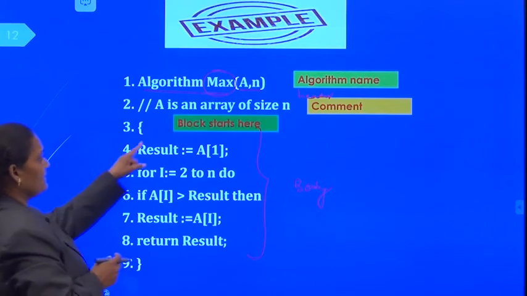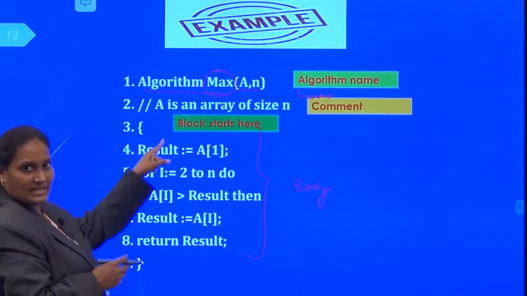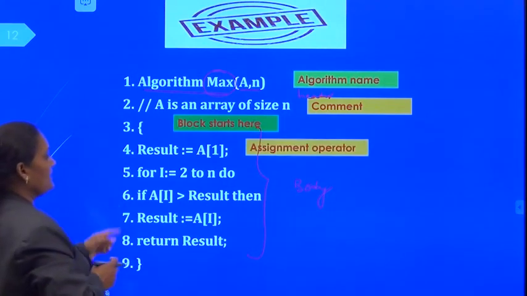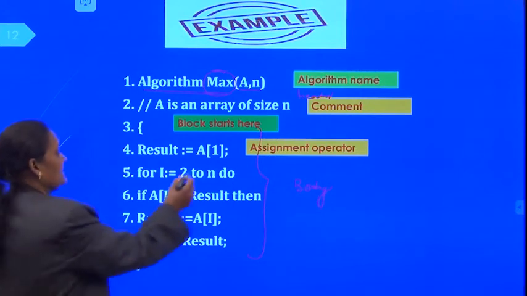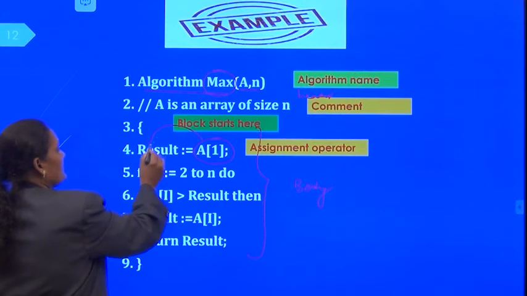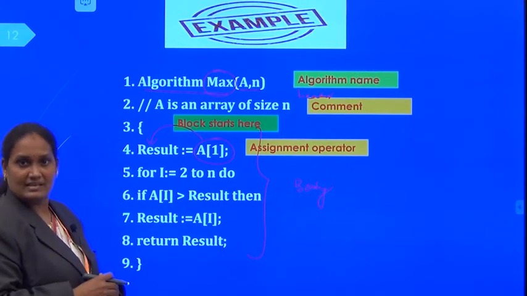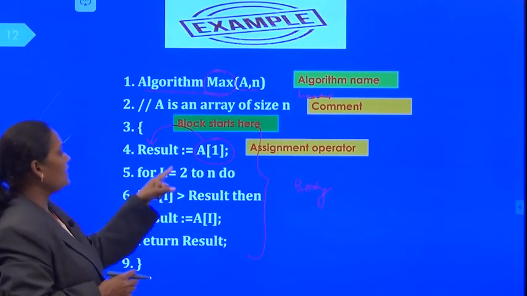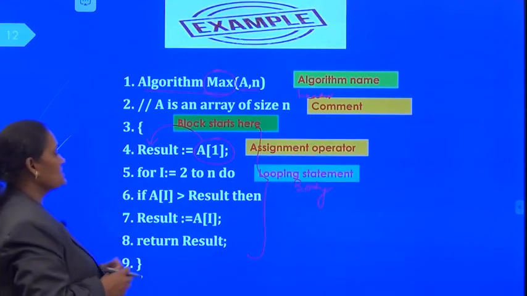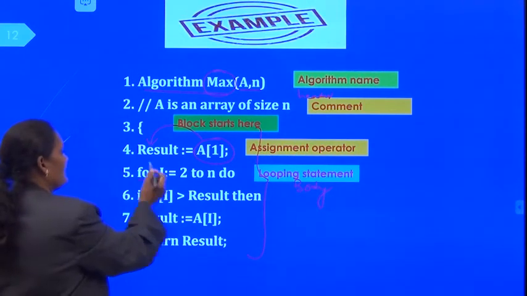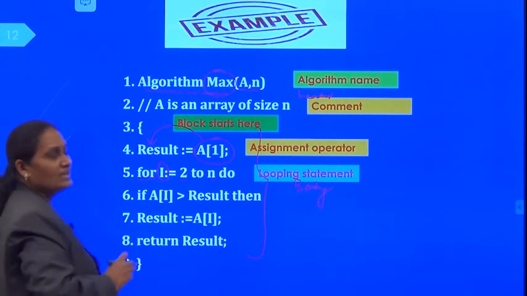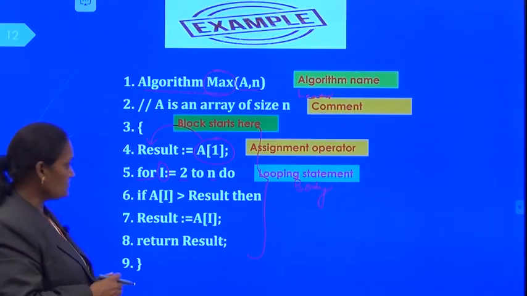And the third one, here the block starts. Block starting is indicated with this brace, the open brace. And here I used an assignment operator. That is, the value which is present in a of n can be assigned to the variable which is nothing but result. Here the value a of 1 is assigned to the variable result. In the next statement, I used a looping statement, which is nothing but a for loop. Here in this for loop, the variable i takes the values from 2 to n.